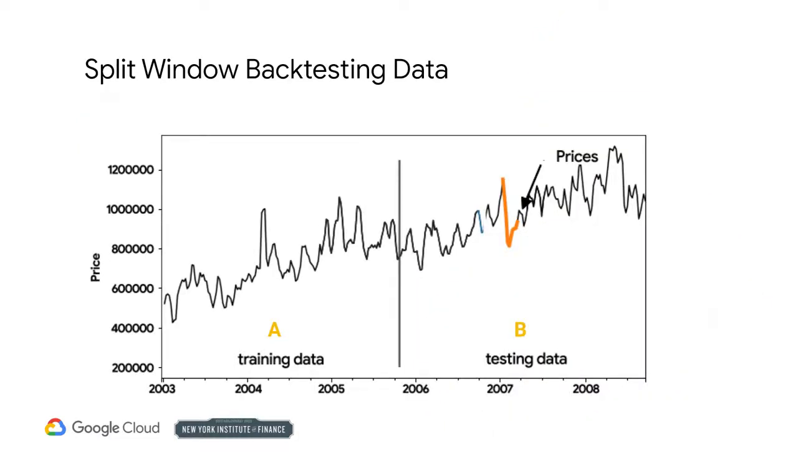A classic backtest starts with a time series of historical asset prices that is divided into two series, a training series A and a testing series B. You train your model using data from the training window, and then you apply that model on data in the testing window. This allows you to compute the performance of your model with data that was not used in its creation.